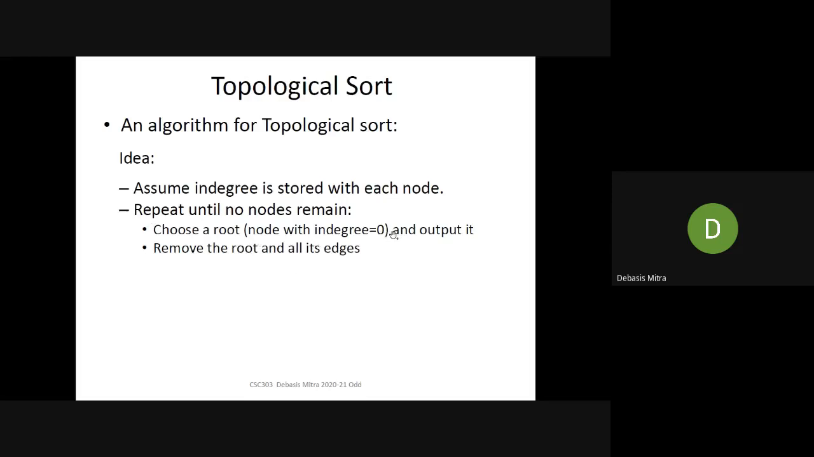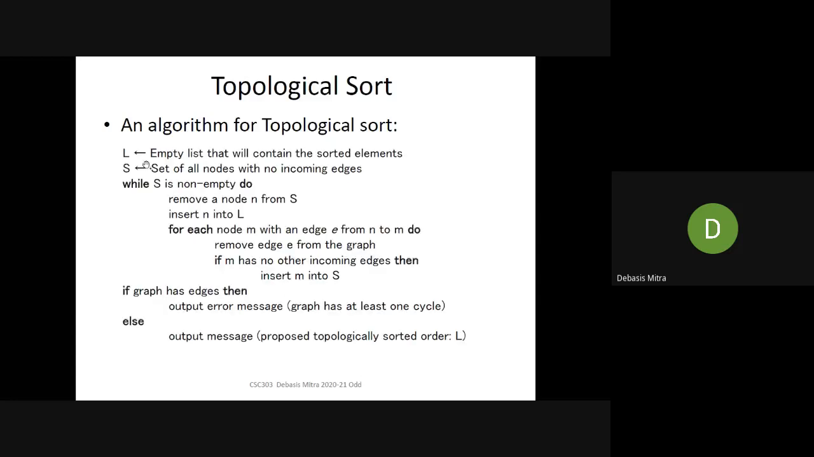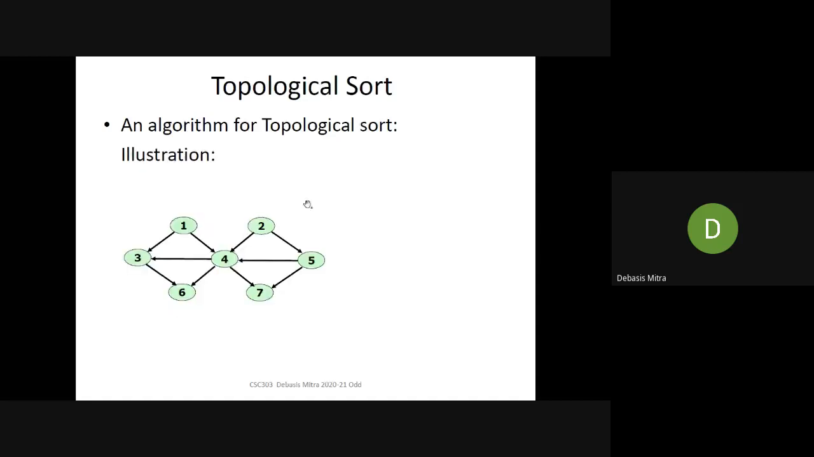Because whenever I am considering one node in my ordering, I am picking up that node, I will remove all the edges that are emanating from that particular node, thereby decrementing the in degrees of some other nodes to which it was connected. Okay. So this is the formal algorithm of this strategy. I am not keeping that here. I am just illustrating it.